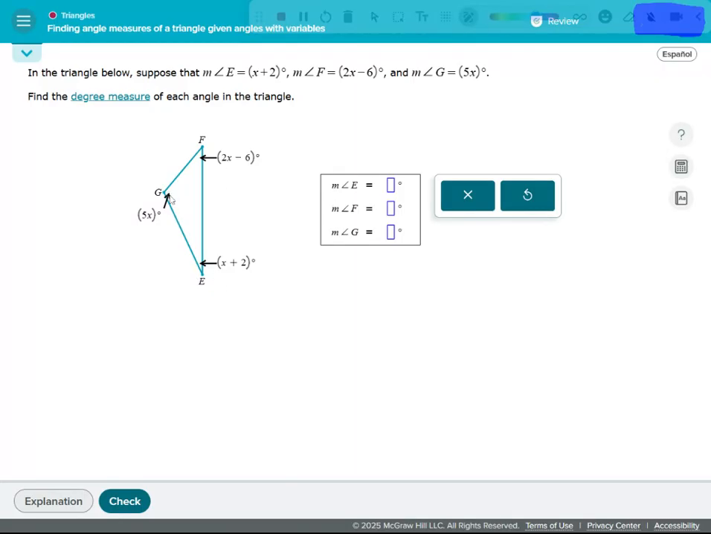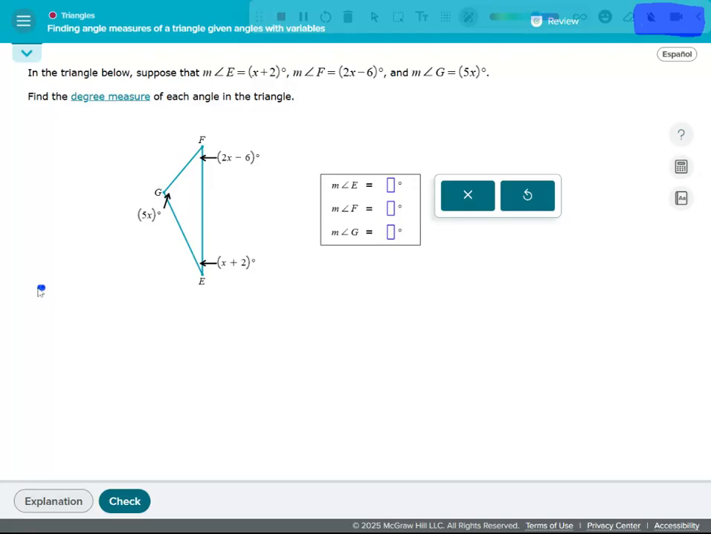We know in general what each angle is. It would be helpful if we could write this as an equation to solve for x. So what do we know about the angle measures of triangles? Well, the triangle angle sum property: all of the angles add up together to equal 180. That might be helpful.